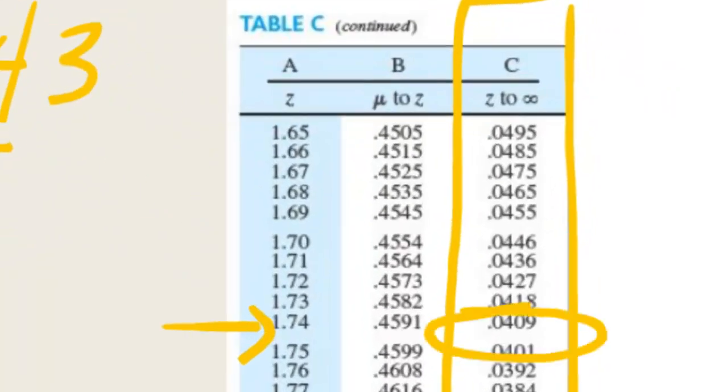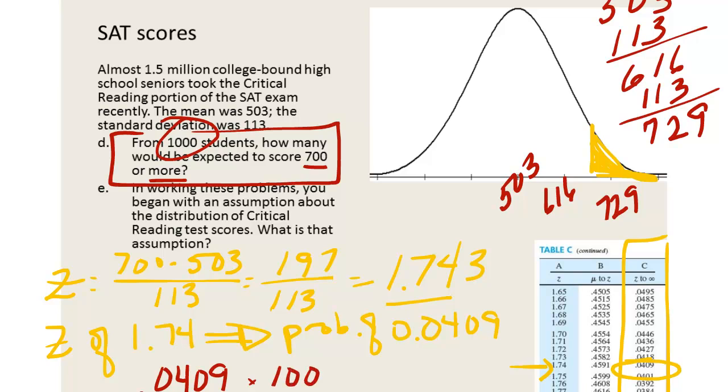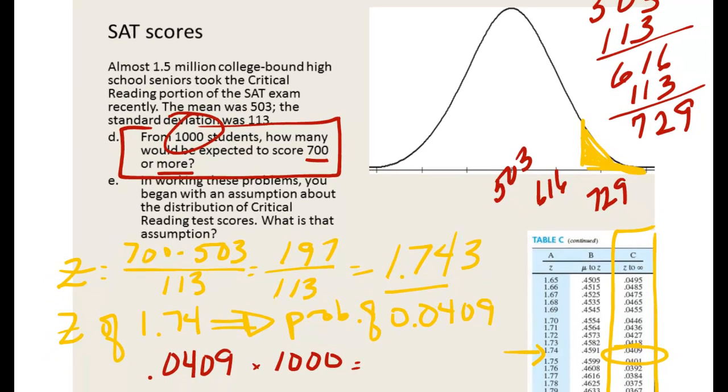Look up 1.74 and the tail region is around 4%, or 0.0409. So the z of 1.74 corresponds to a probability, or probably more appropriately a proportion, of 0.0409 of students who overall scored a 700 or higher. From my 1,000 randomly selected students, how many students would we expect to actually score that or higher? We're going to multiply.